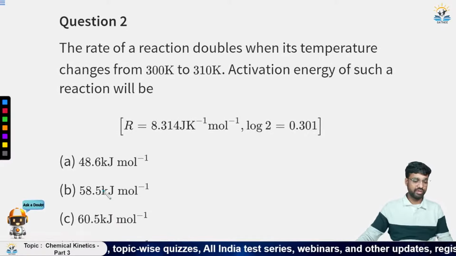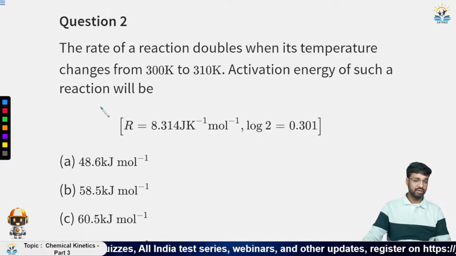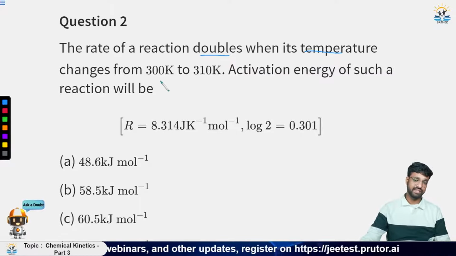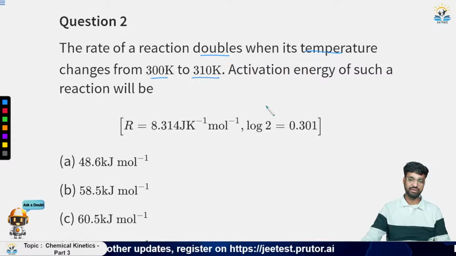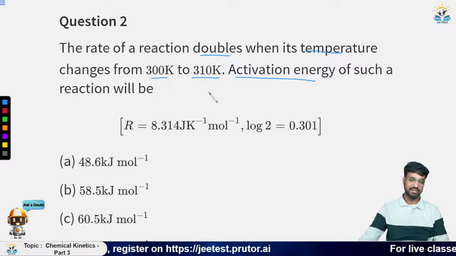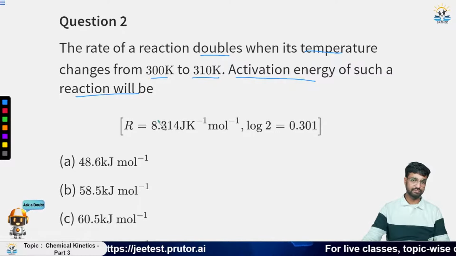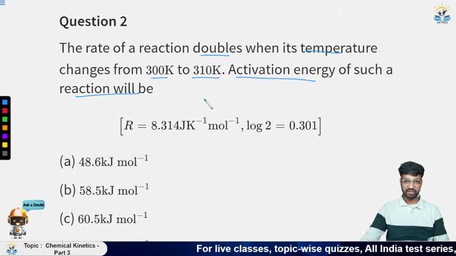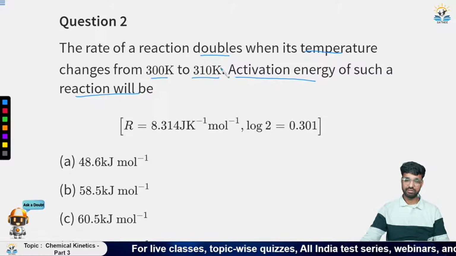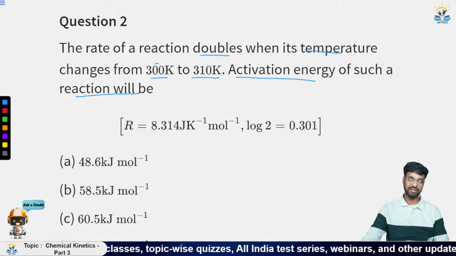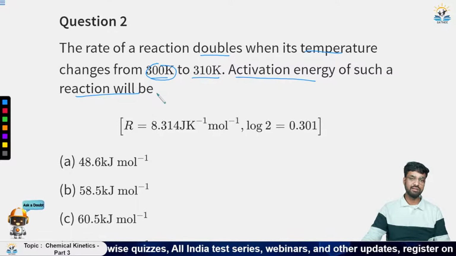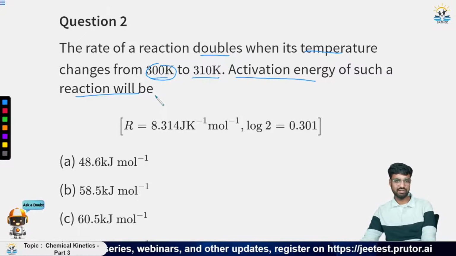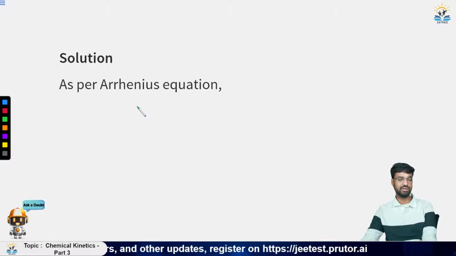Okay, so question number 2 we have here. It says that the rate of a reaction doubles when its temperature changes from 300 to 310 Kelvin. The activation energy of such a reaction will be? So we are given two cases. Suppose the first case says that the rate of reaction doubles. So if you are initially at 300 Kelvin, then the rate is R. Then at 310 Kelvin, the rate is 2R. Now you have to say what the activation energy is. Now let us see the solution.